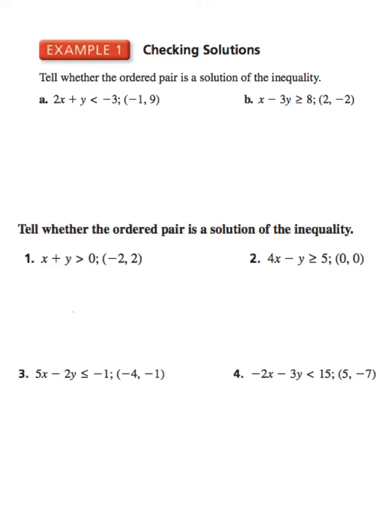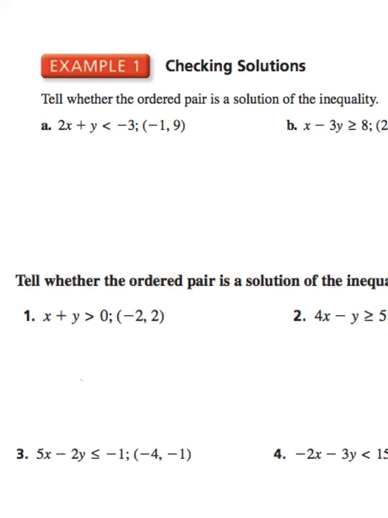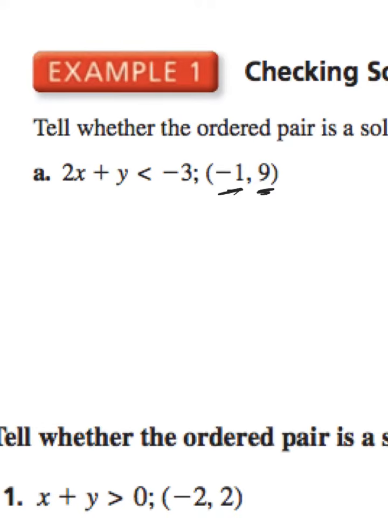So if you could turn the page. Our first example talks about just checking whether a point works, and we just did that actually in the exploration. So let's go ahead and try these, and this is going to be similar to the questions you have in the homework. It says just plug in these values. You've got an x value here and a y value here. And so let's go ahead and plug them in. 2 times negative 1 plus 9 is less than negative 3. So let's see if that works. Negative 2 plus 9 is less than negative 3. And I'm going to say that 7 is less than negative 3.